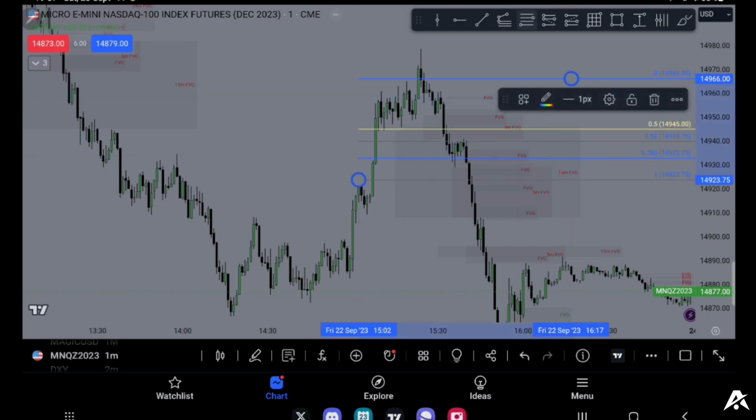In the form of 0.62 or 62%? Or am I heading into a deeper discount, 0.786? Or am I in a premium? Am I in a deep premium?